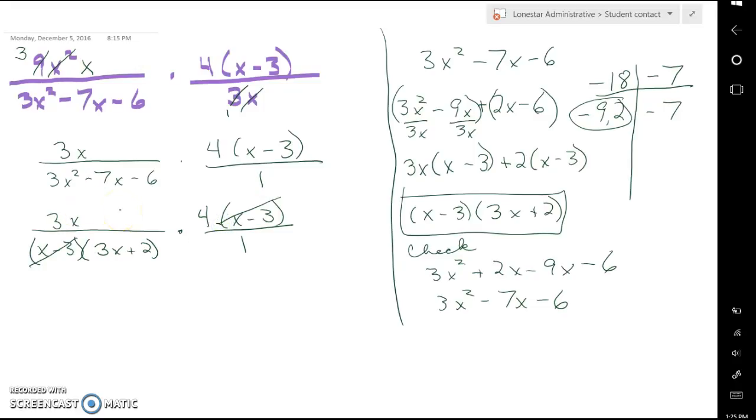Let's multiply our numerators. 3 times 4 is 12. Don't forget your x. And our denominator is simply 3x plus 2.